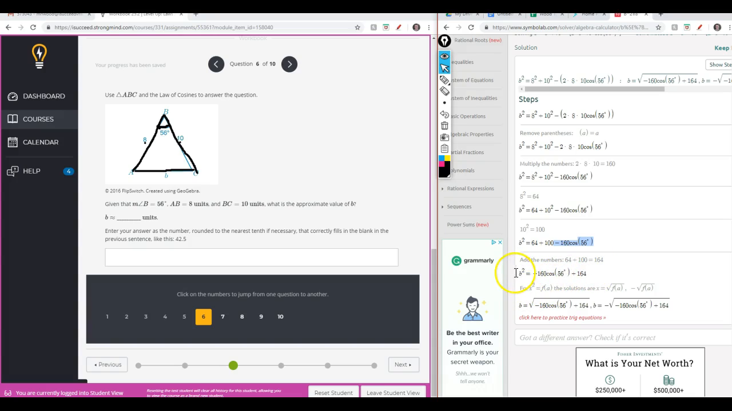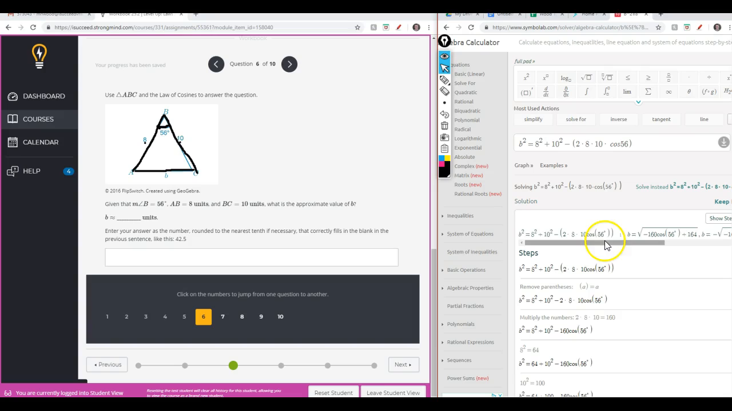So then, since this is b squared, it just means we're going to take the square root of the right-hand side. So then we'd have the square root of negative 160 times cosine of 56 degrees plus 164, and the negative square root of that. So since we're dealing with a side length, we want the positive length. So this is 8.63, and it had said to round to the nearest tenth.